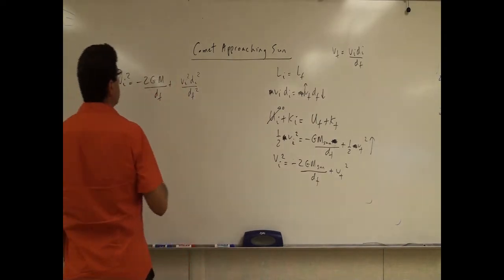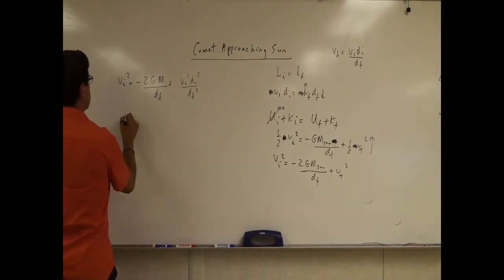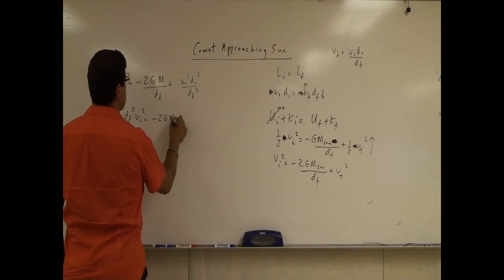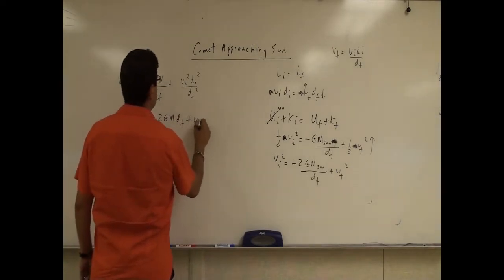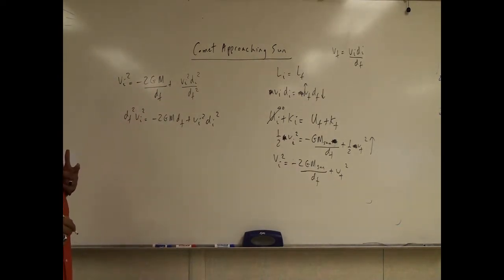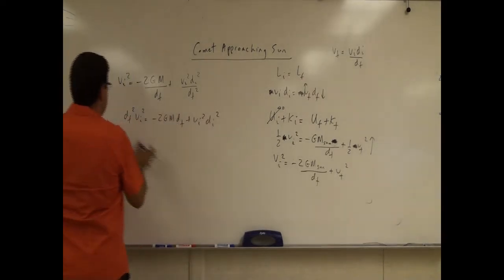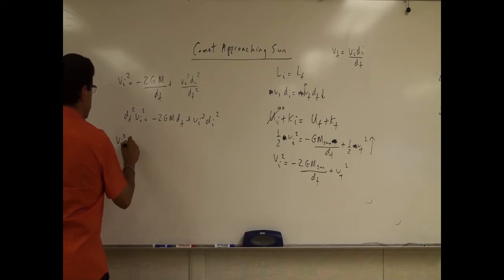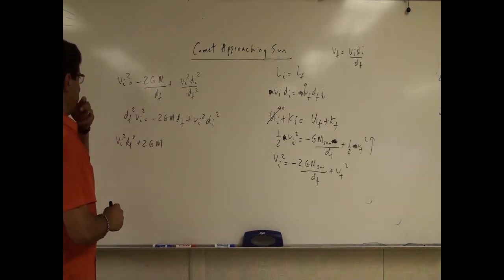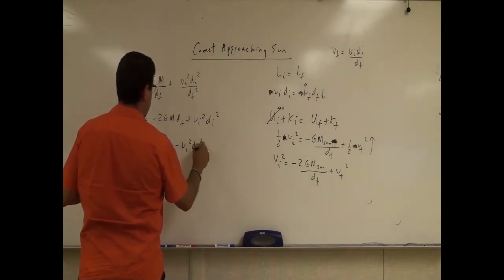Okay? So then I'm going to take this here, multiply everything by df squared. I'm going to get here df squared, v initial squared, equals negative 2gm df plus v initial squared, d initial squared. Okay? So what am I solving for? I'm solving for df, right? Well, this actually becomes a quadratic equation in terms of df. Bring everything over to the left side. We have v initial squared df squared plus 2gm df minus v initial squared d initial squared equals 0.